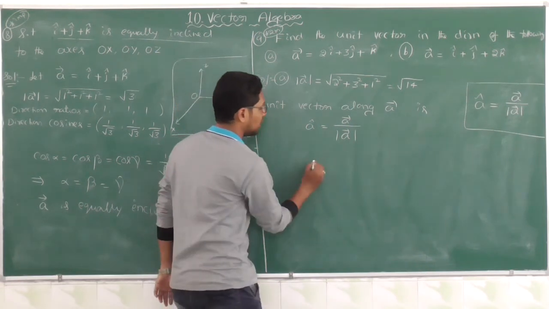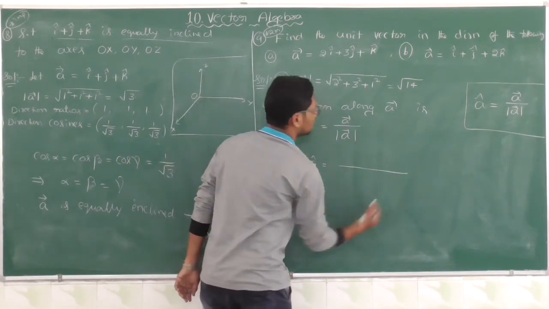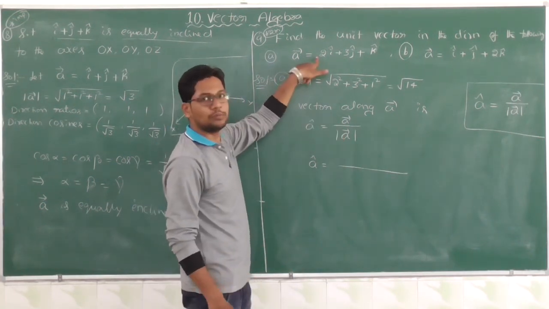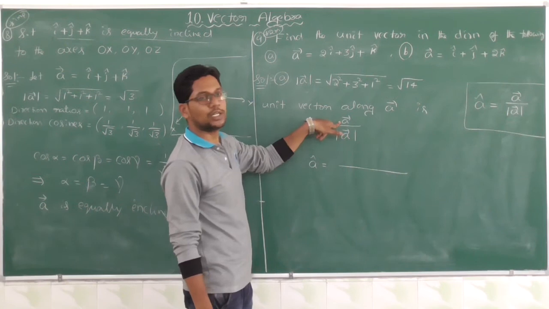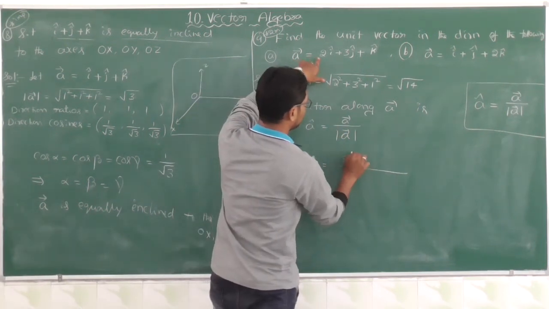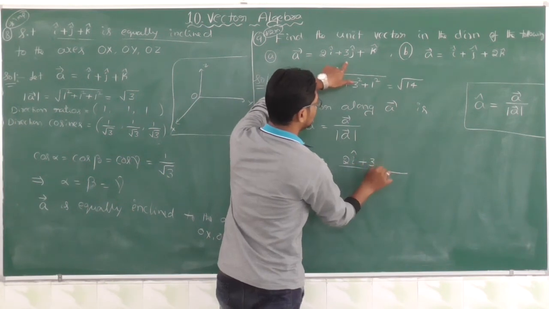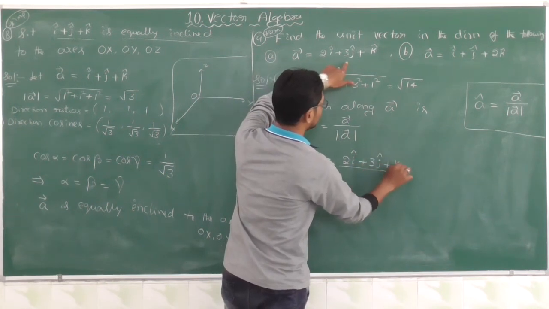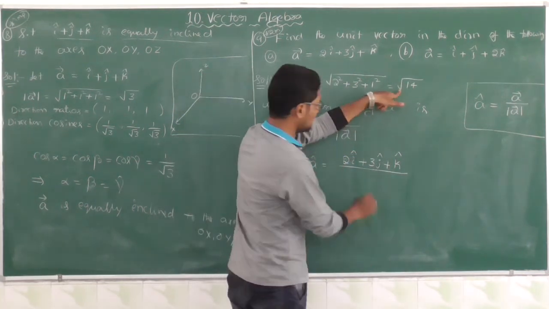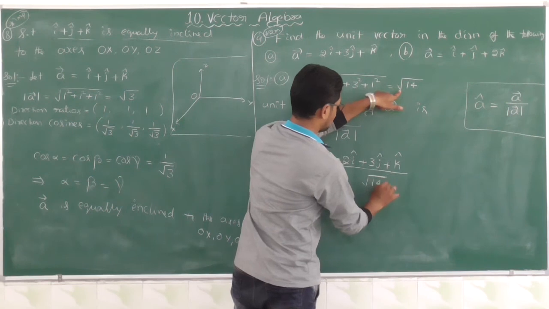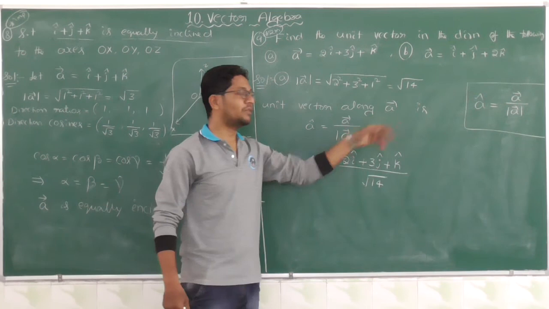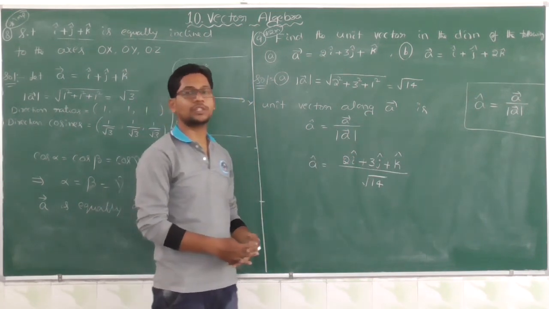Okay. Now A cap equals to A vector. A vector is nothing but the given vector. The given vector is what? 2i plus 3j plus k, divided by magnitude of A. Magnitude of A is what? Square root of 14. Hence, it is the unit vector along the vector A.